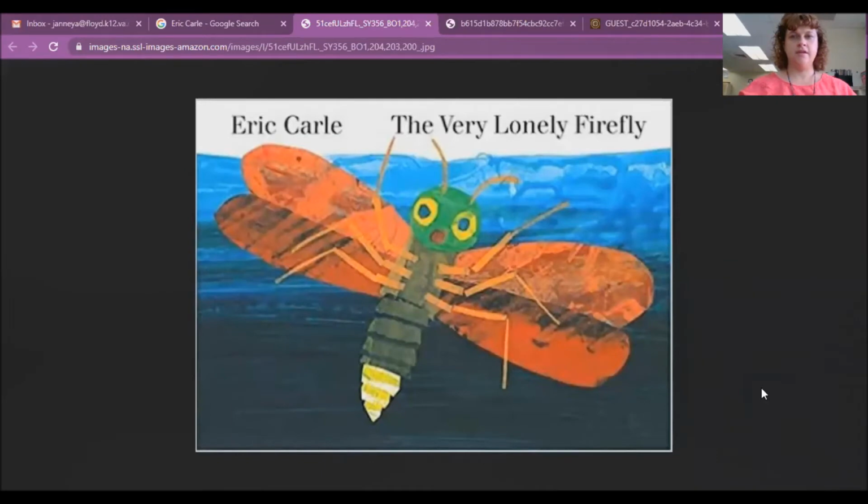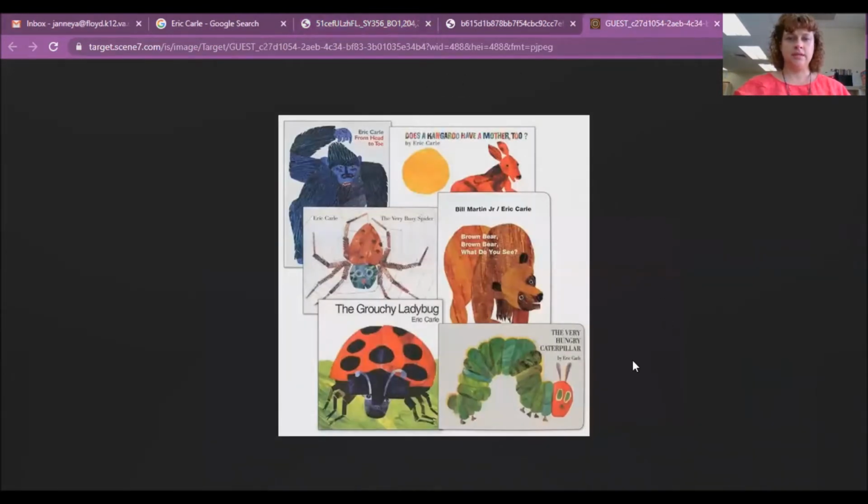So let me share a couple pictures with you that I found online. This is The Very Lonely Firefly, and this is the book I'm going to be sharing with you in class today. It's a really neat book about a firefly who's looking to belong somewhere. And this book is written and illustrated by Eric Carle. Now, you might know some of his other books, like The Hungry Caterpillar, The Grouchy Ladybug, The Busy Spider, Brown Bear, all of these are examples of his work.